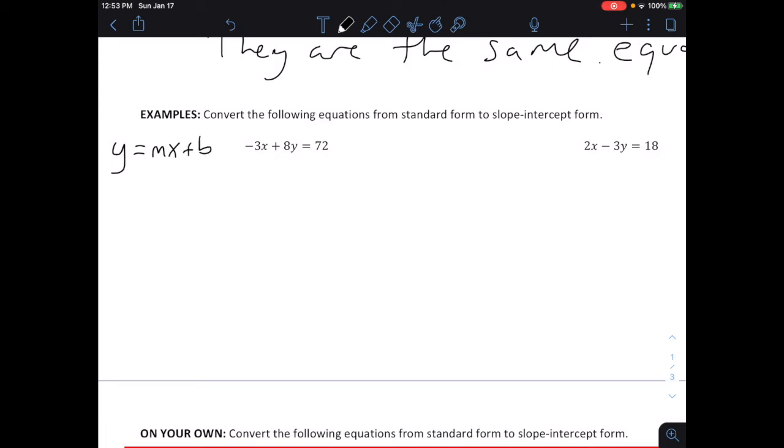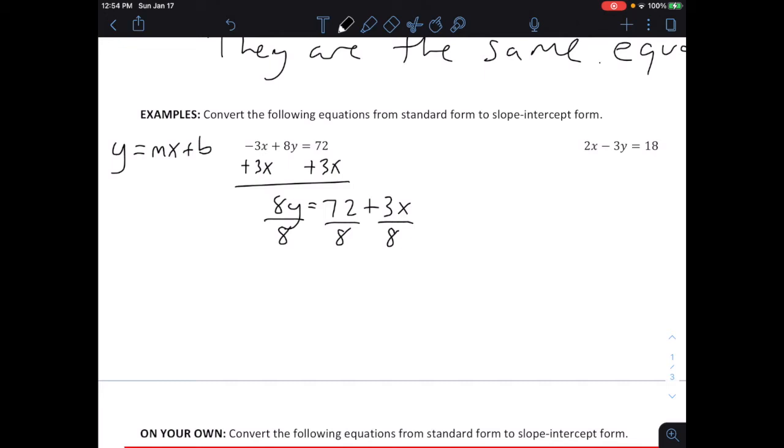So basically, I need to get that x term over to the right-hand side, and then I need to get rid of the 8. All right, so if I want to move that x term, and if it's positive, or if it's negative 3x, I need to add 3x to both sides. Okay, so now I have 8y equals 72 plus 3x. And then I need to get rid of the 8. So I'm going to divide everything by 8.